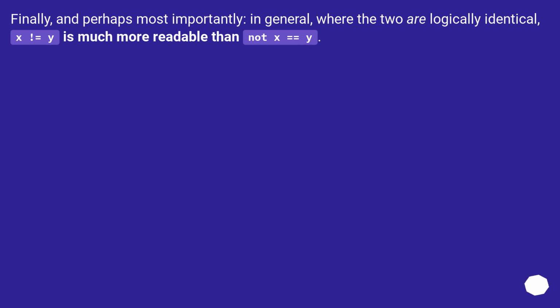Finally, and perhaps most importantly, in general, where the two are logically identical, x != y is much more readable than not x == y.